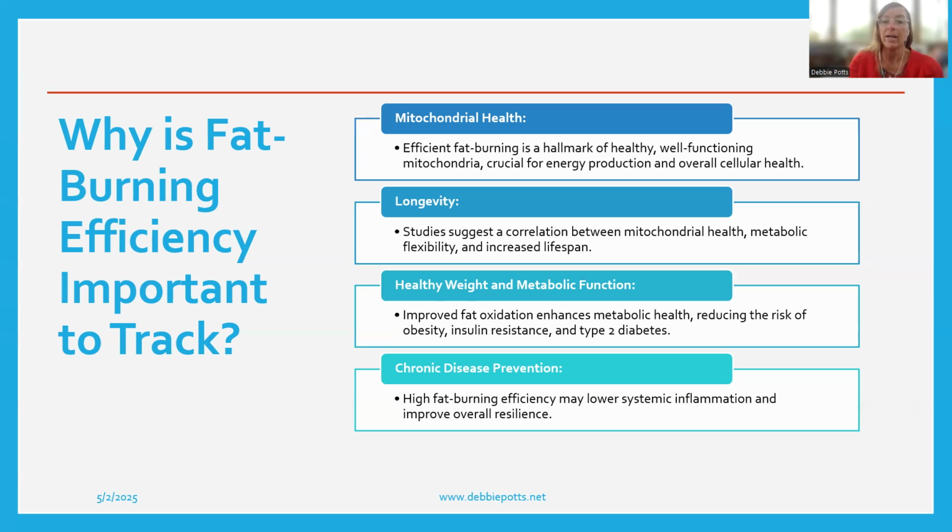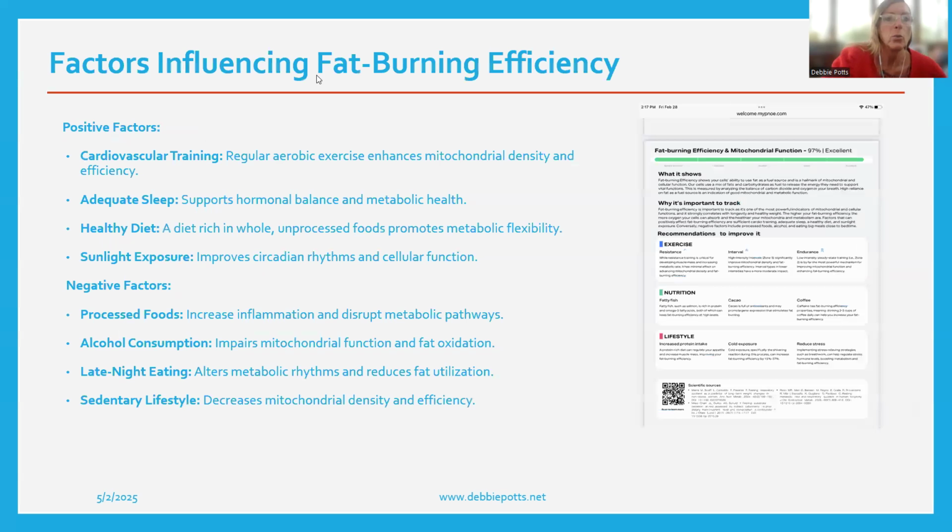Now, having a higher fat burning efficiency that we can work on with your metabolism test, and then we do an assessment and give you an action plan, can help lower your systemic inflammation and improve your resiliency. So what impacts your ability to burn fat? I always look at what went wrong, what's going wrong. So why do these things change as we age, or what happens?